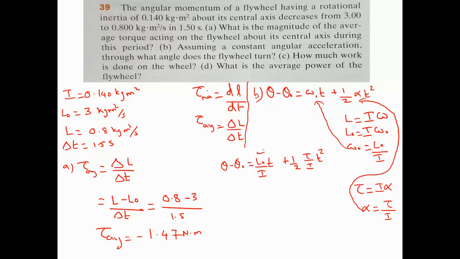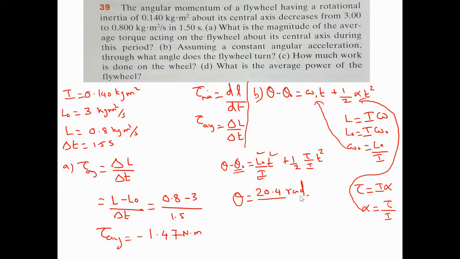Now, L naught you have, t you have, I value you have, everything you have. When you substitute, your theta naught initially starts from 0. So when you substitute all the values here, you will get your theta value. Better you take the paper and work it out. Right now I am just writing only the answer. The theta after you substitute the values is 20.4 radian. Clear?